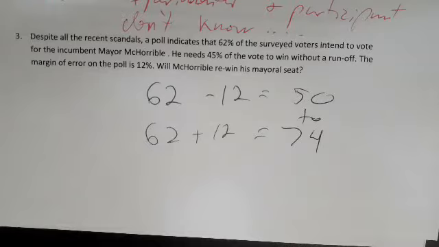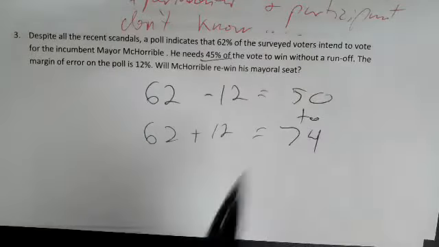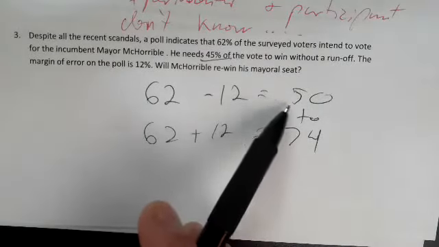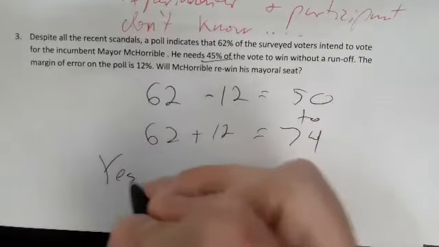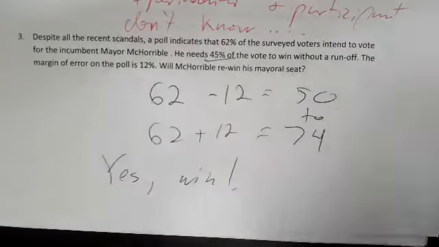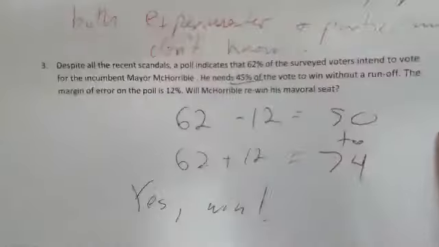And if that is true, will he win the election? Well, if he's getting between 50 to 74 and he needs 45, the lowest he's going to go is 50. I think he will win it without a runoff. But yes. I don't know if it should be happy with an exclamation mark for that guy. Seems pretty horrible.